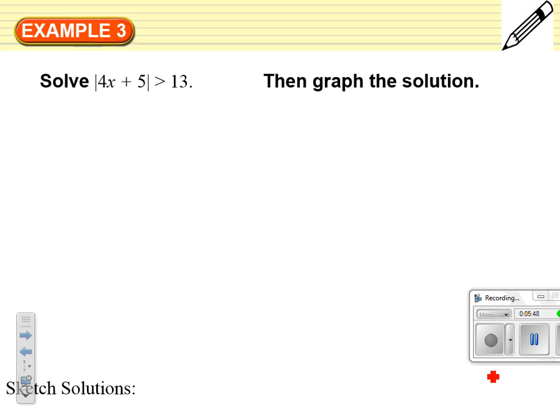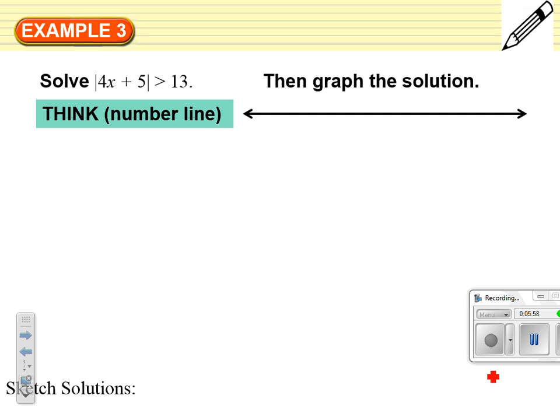Okay, so now let's practice a couple to make sure that we have this down. So I have my first example, the absolute value of 4x plus 5 is greater than 13. So we're going to solve it and then graph the solution. But let's first think what this means. It says greater than 13.